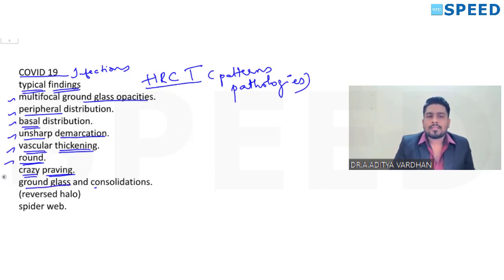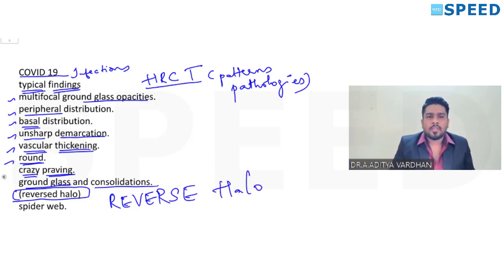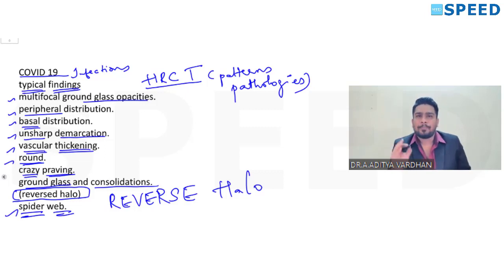Ground glass and consolidation. Remember, friends, reverse halo. For your level, just remembering these findings is more than enough. You need not interpret a CT scan. That is not our level. And spider web appearance. These are all typical of COVID-19. Why I am teaching you all this is so that you will be able to crack the question.